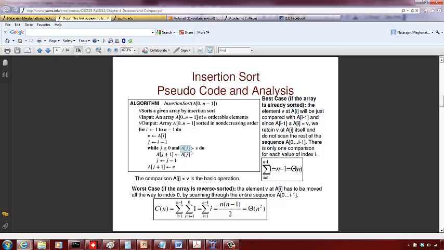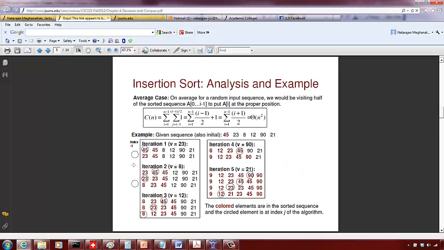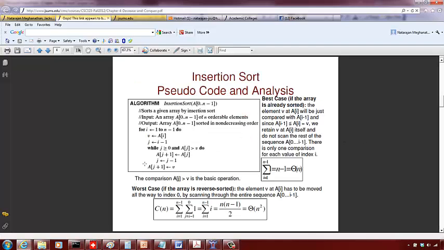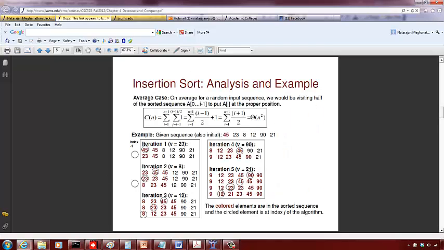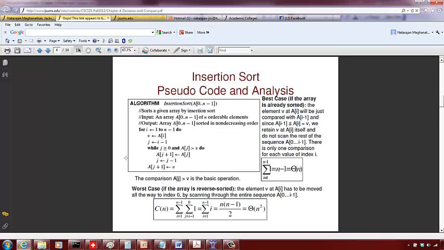So once a of j is less than or equal to v, like in this situation where we come across a 12 which is less than 21, we stop the inner while loop and we set a of j plus 1 equals v. In this case j was 1, right, because we compared a of j, which is 12, a of 1 is 12. So when we come out of the loop, j is 1 and j plus 1 is 2, so we set a of j plus 1, which is a of 2, to be 21. So that is what we do here.